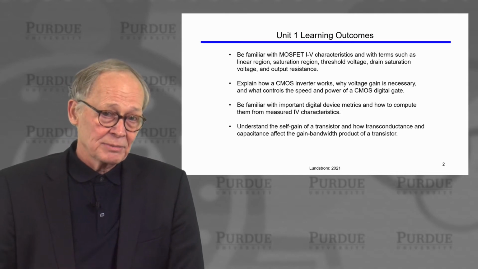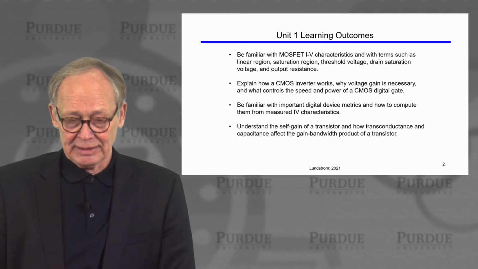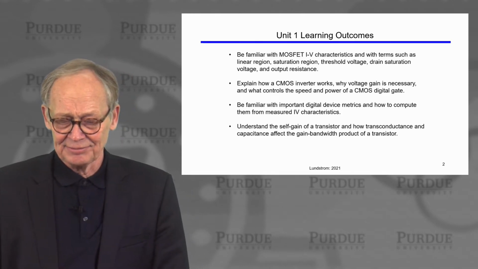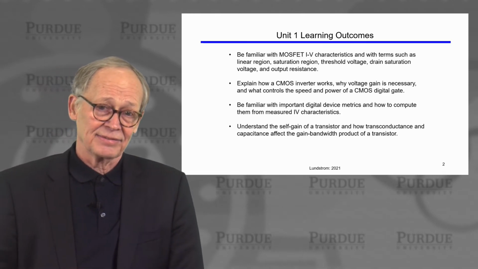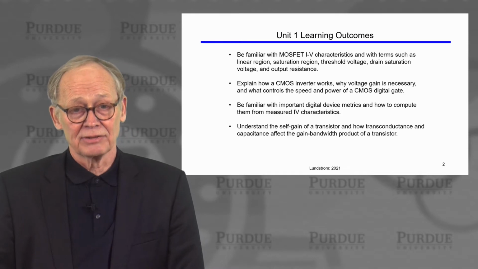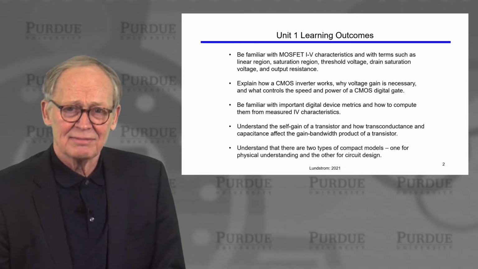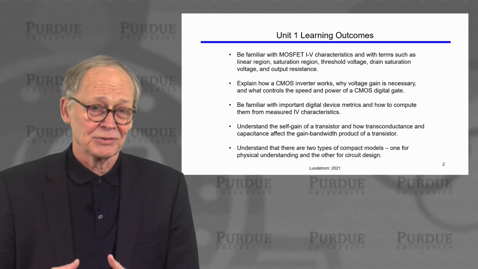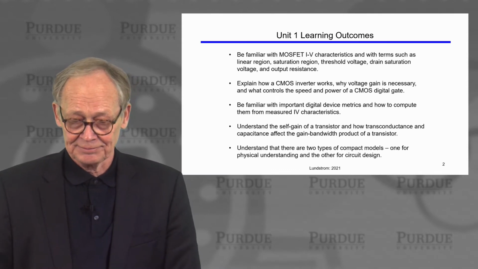We talked a little bit about analog electronics, about the self-gain of a transistor and how the transconductance and capacitance affect the gain bandwidth product of a transistor. So just some key concepts that are important for digital and analog electronics.